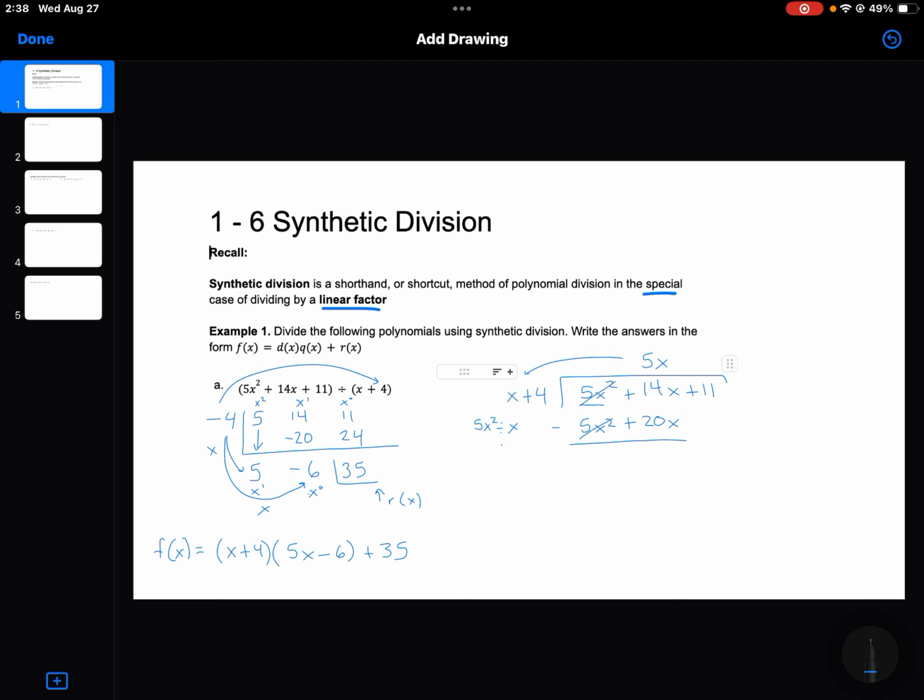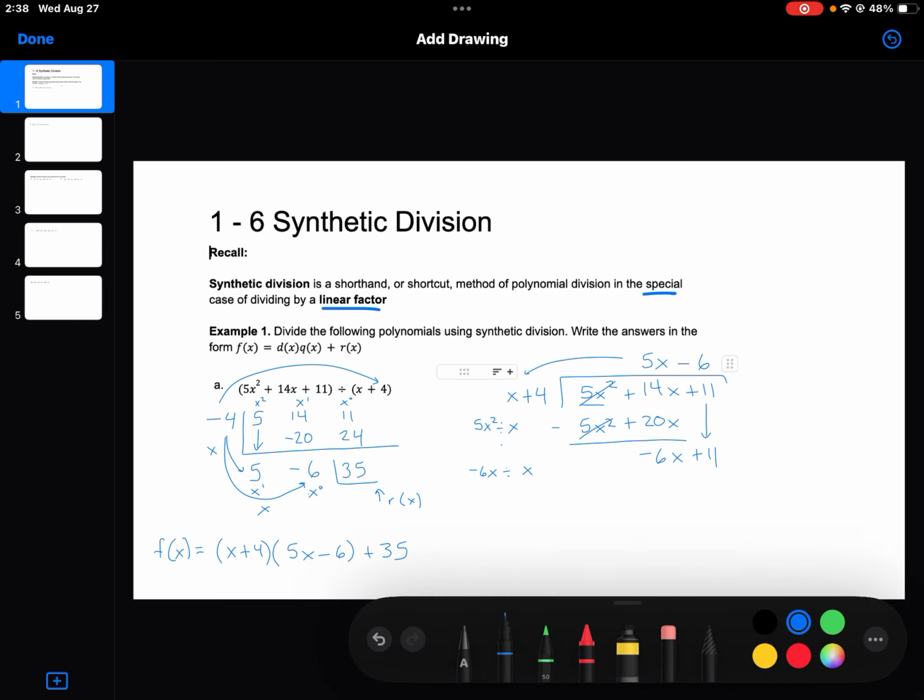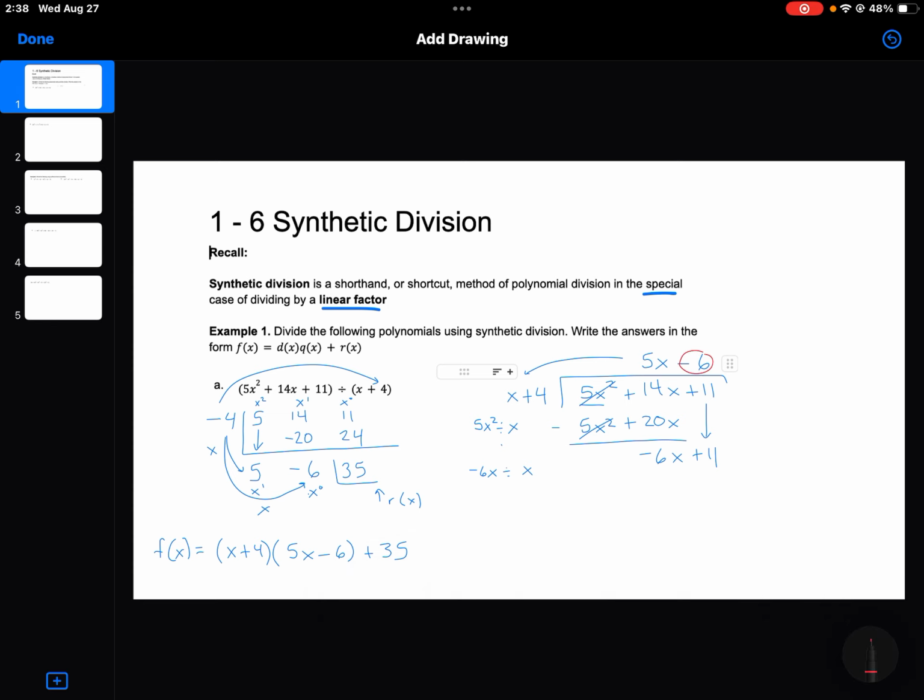So the first two cancel, which lets me know I've done it correctly. 14x minus 20x is going to be minus 6x. And then I'm going to bring down my last term. I'm going to repeat the process again. I'm going to take my first term, divide by the first term in my divisor. This is going to give me minus 6. You should be making some connections between the fact that both of these numbers are also over here.